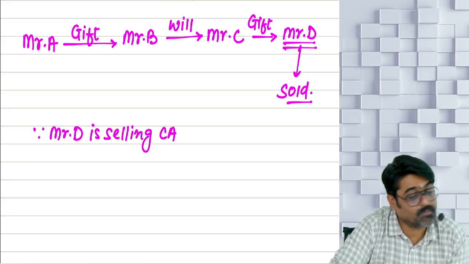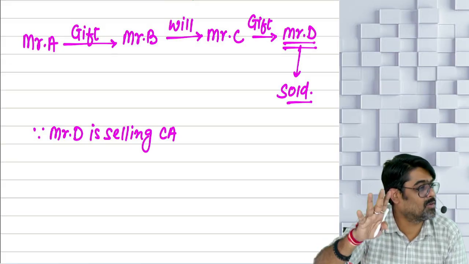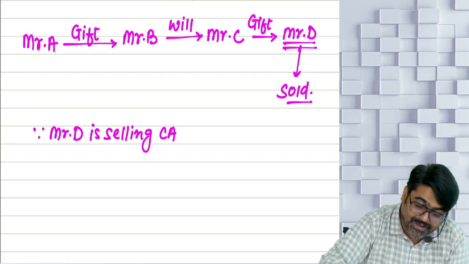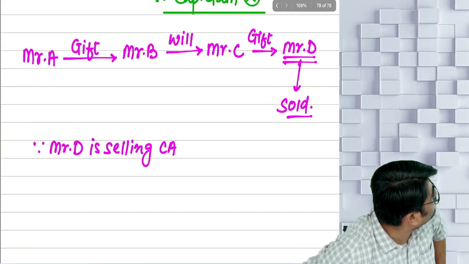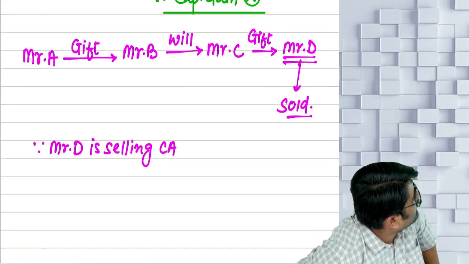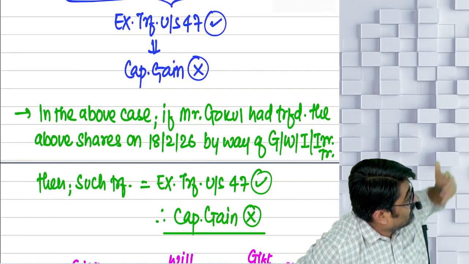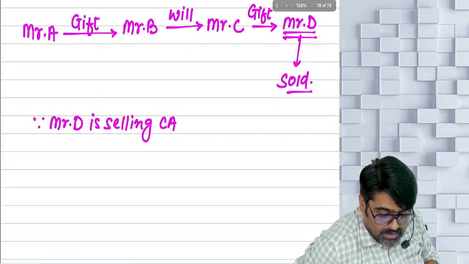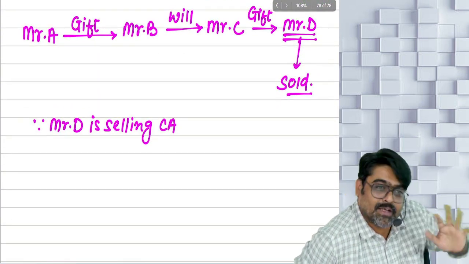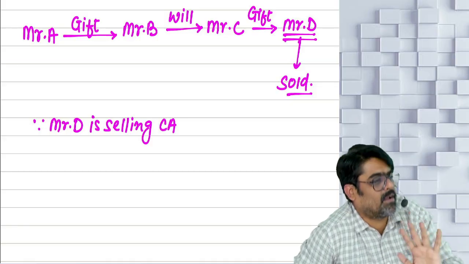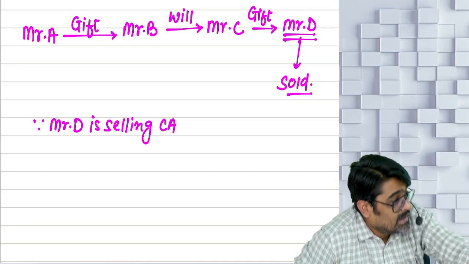So since Mr. D is selling what? Capital. Shares. How come shares? That discussion is over. Shares. I'm talking about capital. See, color blindness. Here it was green color. Discussion is done. I'm doing a new discussion. Shares are gone, sir. Now I'm having a new discussion. Any capital asset.